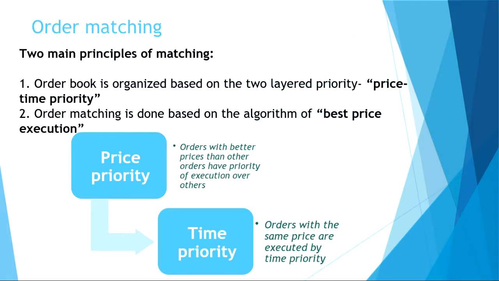Okay. What if both prices are the same? If someone submits the price of 8, what happens? Then we check the time, right? Time priority. If both prices are the same, then the orders are executed by time priority, right? Is it clear, these price and time priority cases? Any questions?